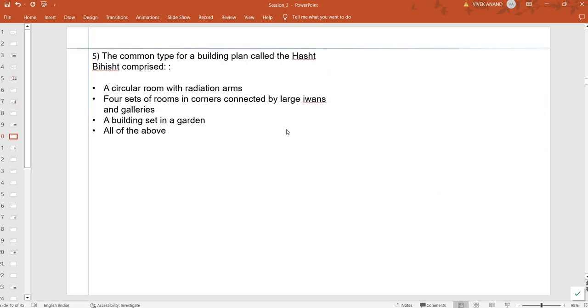A common type for a building plan called the hasht behesht comprised: a circular room with radiating arms, four sets of rooms in corners connected by large iwans and galleries, a building set in a garden, or all of the above. Can anyone tell what is hasht behesht? So, what is the meaning of hasht behesht? Who termed this thing hasht behesht?